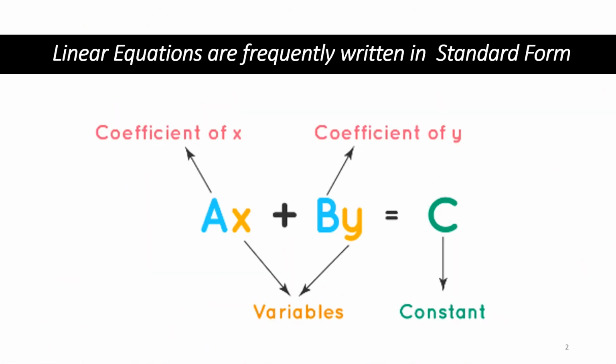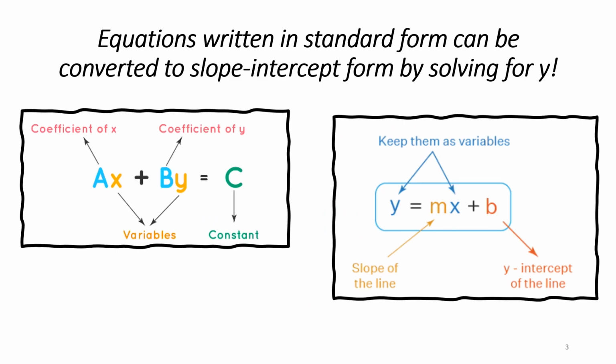Linear equations are frequently written in standard form. That is ax plus by equals c, where a is the coefficient of x, or the number in front of x. B is the coefficient of y, or the number in front of y. X and y will remain variables, and c is a constant. Equations written in standard form can be converted to slope-intercept form by basically just solving for y.